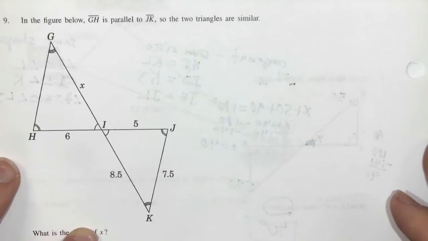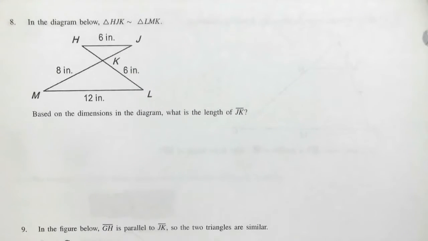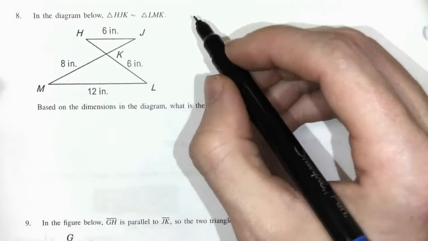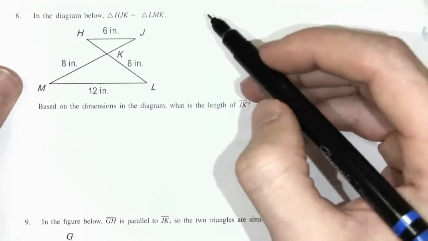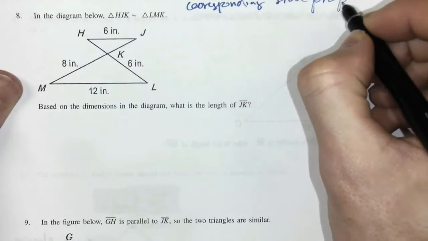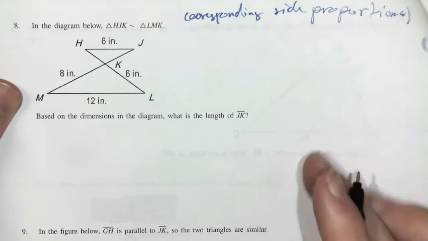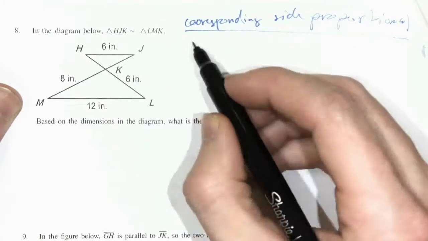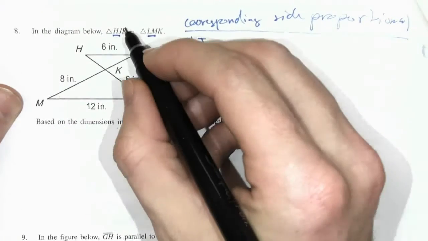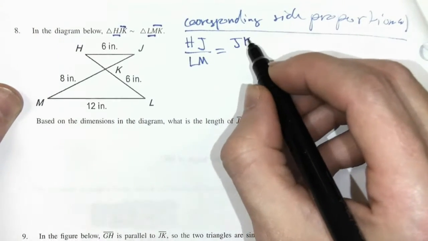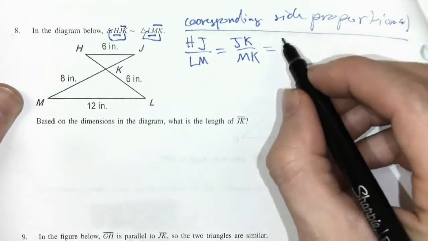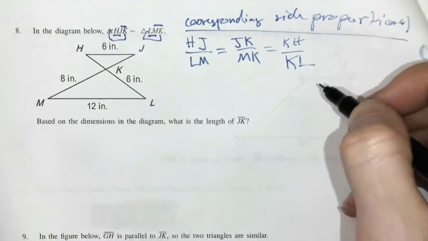In the diagram below, HJK is similar to LMK, which means that my corresponding angles are congruent and my corresponding sides are proportional. Well, the corresponding sides being proportional means that HJ over LM is equal to JK over MK is equal to KH over KL. All of these fractions will be equal.